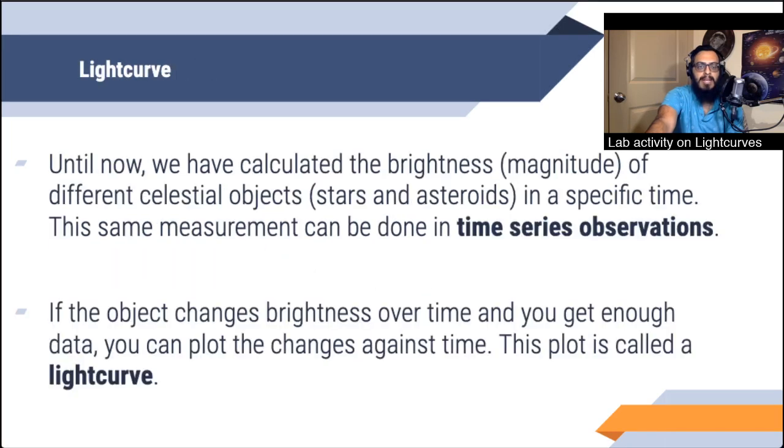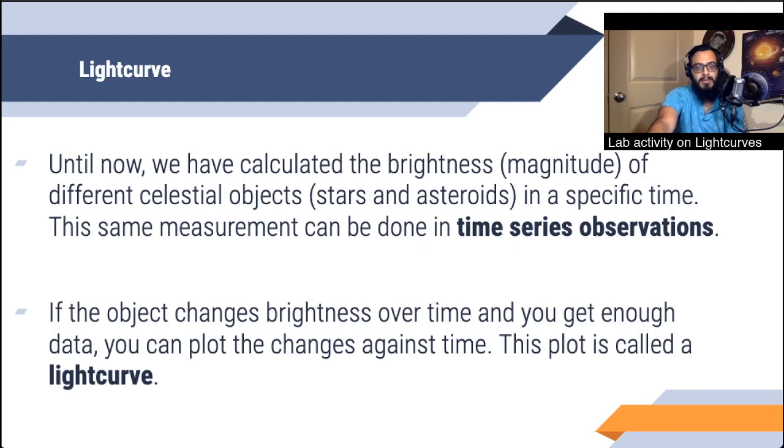Now, the light curve. Until now, we have calculated the brightness or the magnitude of different celestial objects, in this case stars and asteroids, at a very specific time. So we only looked at one, but this measurement can be done in time series observations. If the object changes brightness over time and you get enough data, you can plot the changes against time, and this plot is called a light curve.